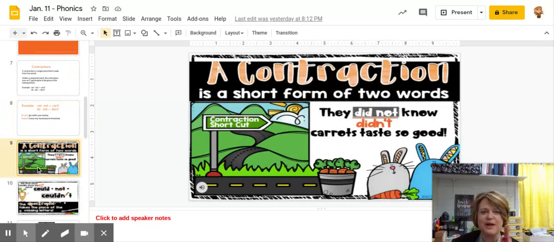I put in this cute little poster. It says a contraction is a short form of making two words. It says a contraction is a shortcut, and that is true. Sometimes we're just lazy, and it takes too much effort for us to say did not. So we're just going to say didn't to make it a little easier. And that's what they did on this poster. It says they didn't know carrots taste so good. Didn't. So they dropped the O on that not and added the apostrophe.